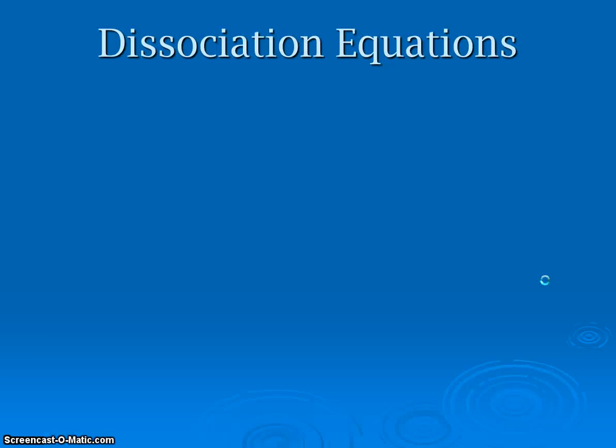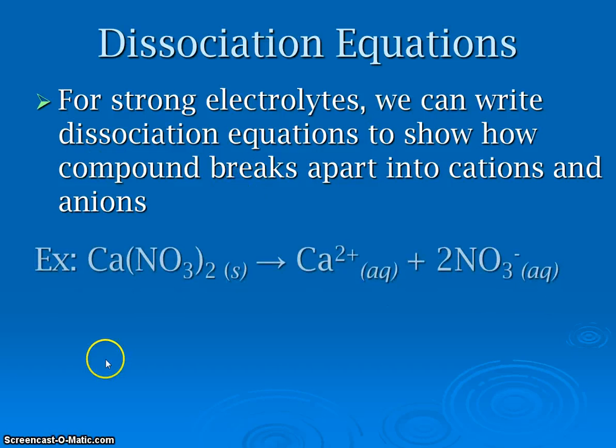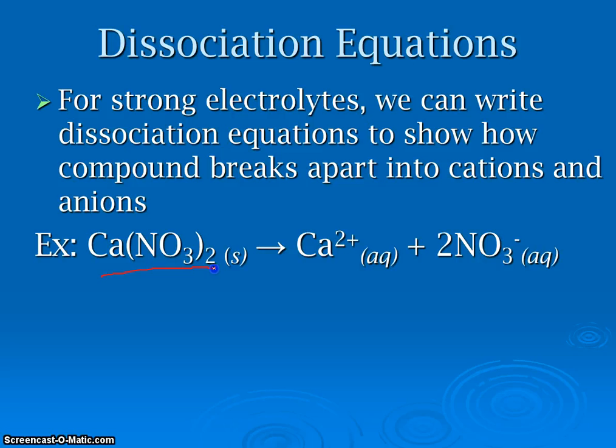Now, the idea of a strong electrolyte is going to be important for some things we do later. So we want to see how exactly that breaking apart process looks. Dissociation is that process of an ionic compound breaking apart into its individual ions. So if I take an ionic compound like calcium nitrate, for example, and show what happens when it dissolves, all of these individual ions are going to separate from each other. So I've got my calcium ion, and I have two individual nitrate ions that all come apart.